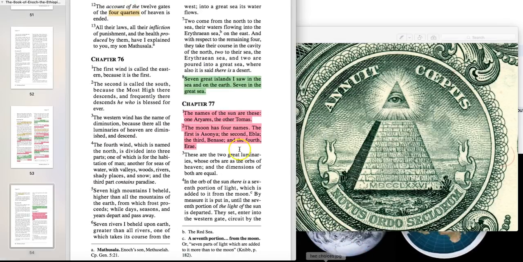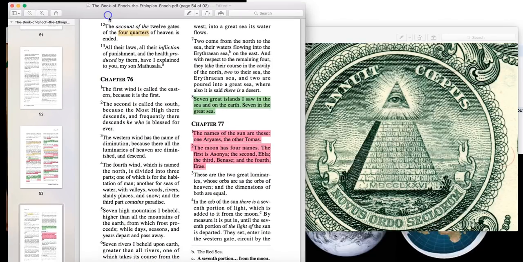We have that here. The names of the sun are these: one Aries and the other Thomas. The moon has 4 names: Asonia, Ebla, Benes, and Eri. This is not something you can see in the circle model, where there's just one moon.